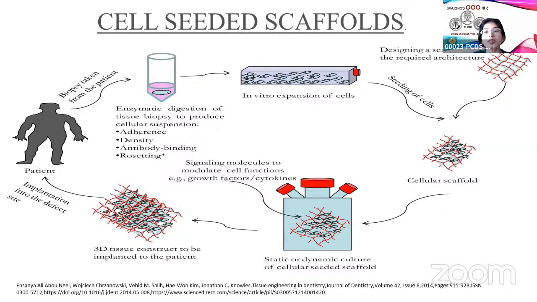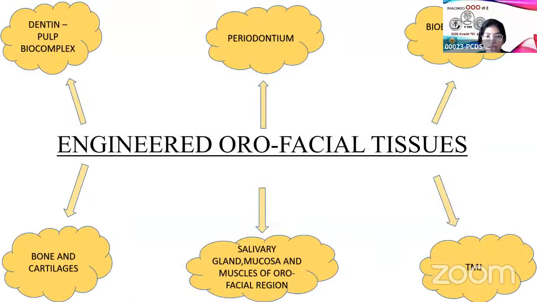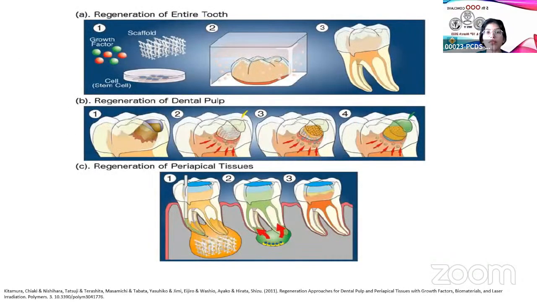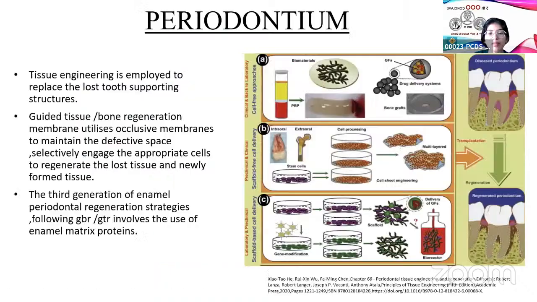Let's look at the engineered orofacial tissues. These are the various engineered orofacial tissues. Moving on from the dentine pulp complex, dentine pulp and dentine are regenerated by growth factors, scaffold, and stem cells, or growth factor and scaffold, and can be supplemented by progenitor cells induced from residual tissues. Another method is that the periapical tissues can be regenerated by tissue engineering and the use of external lasers. Now we'll move on to the periodontium.